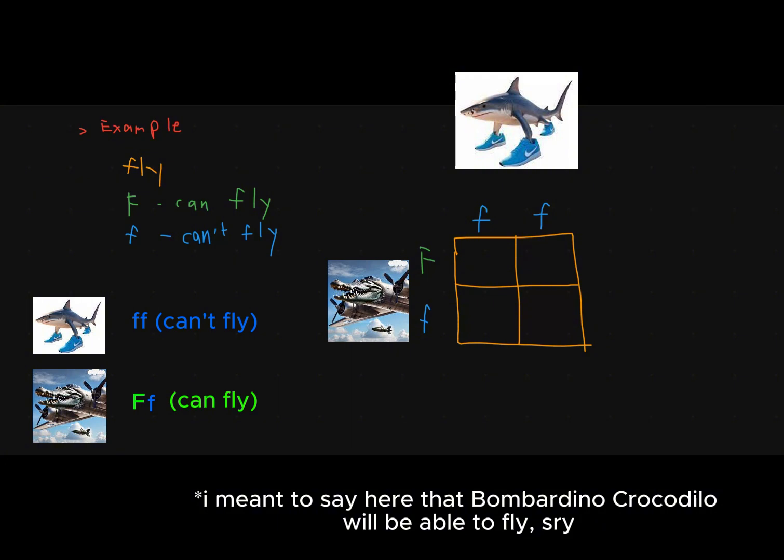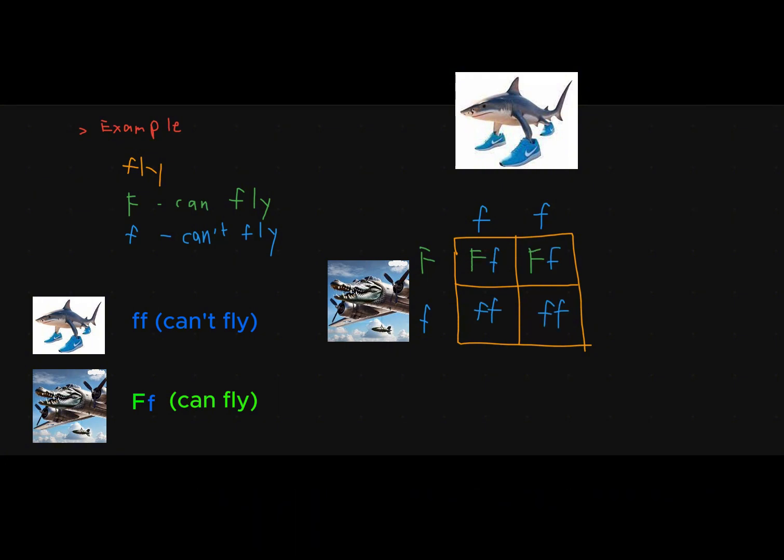So doing this Punnett square, wow, notice that any baby of Tralalero Tralala and Bombardino Crocodilo has a 50% chance of being able to fly. Because these are big F, little f, which means they're heterozygous for being able to fly.